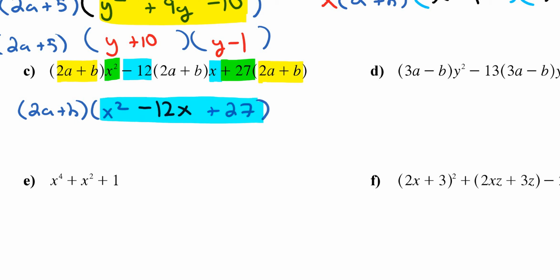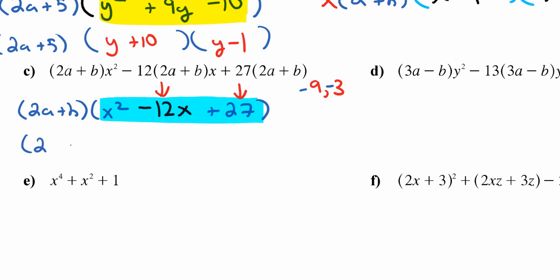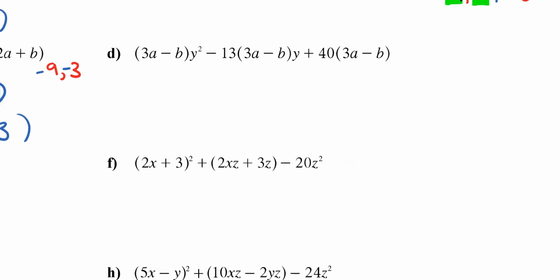trinomial here in blue. So we need two numbers that multiply to 27, and those two numbers need to combine to negative 12. So the two numbers that multiply to 27, it's probably 9 and 3, and in order to make this combine to negative 12, just put minus signs in the middle, right? So your final answer is 2a plus b, two sets of brackets, and then x minus 9 and x minus 3. Okay. All right, let's move on to letter D.